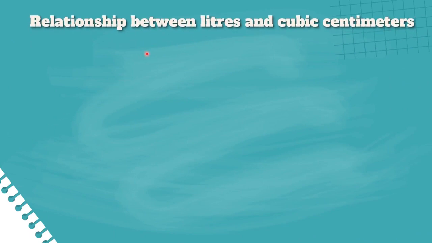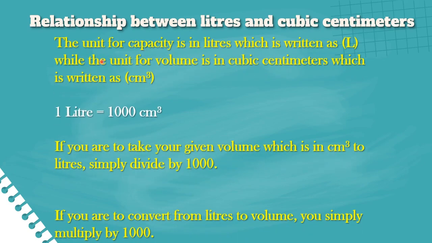Now let's look at the relationship between liters and cubic centimeters. The unit for capacity is liters, which is written as L, while the unit for volume is cubic centimeters, which is written as centimeter cube. Centimeter raised to power 3 is called centimeter cube, also known as cubic centimeters. You can see how I've equated 1 liter to 1000 centimeter cube.